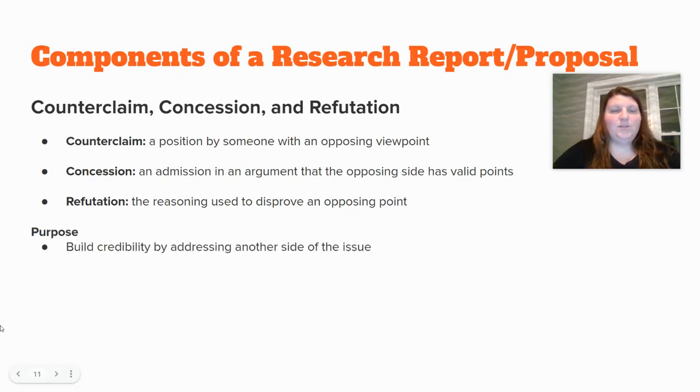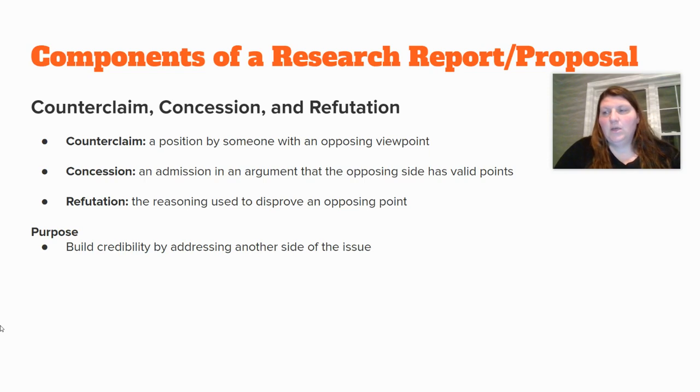The purpose is to build credibility by addressing another side of the issue. So rather than only focusing on your point of view and not considering what other people might think about the topic, you are addressing other sides of the issue to show that you have thought deeply about this and that you're a reasonable person, which makes you a more credible speaker on the topic.